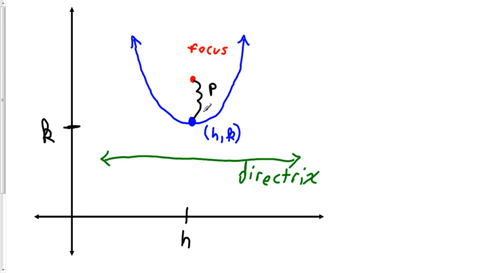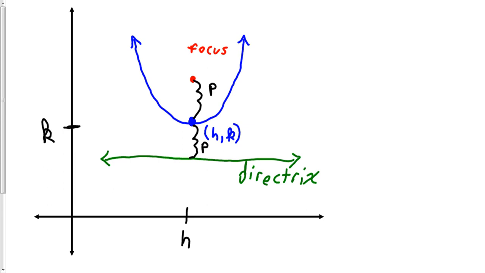And because the vertex is a point that's on the parabola, that means the distance from the vertex to the directrix, because of the definition, is also P, right? Because all the points on the parabola, all the blue points, are the same distance from this red dot as they are from the green line. So that also holds true for the vertex. I'm calling that specific distance P.